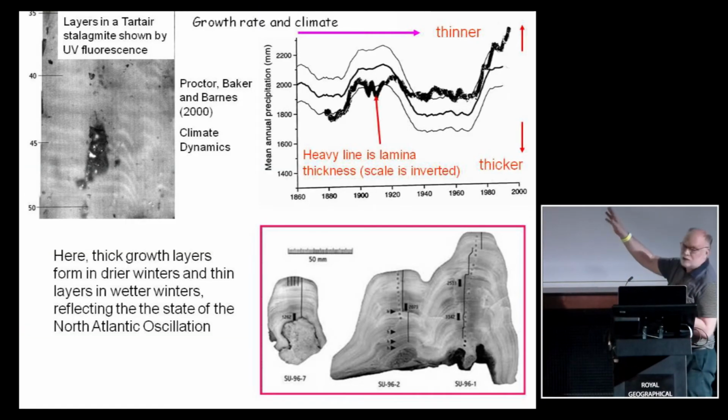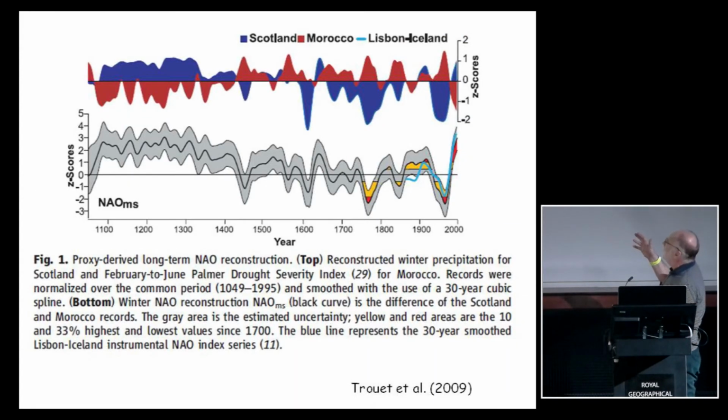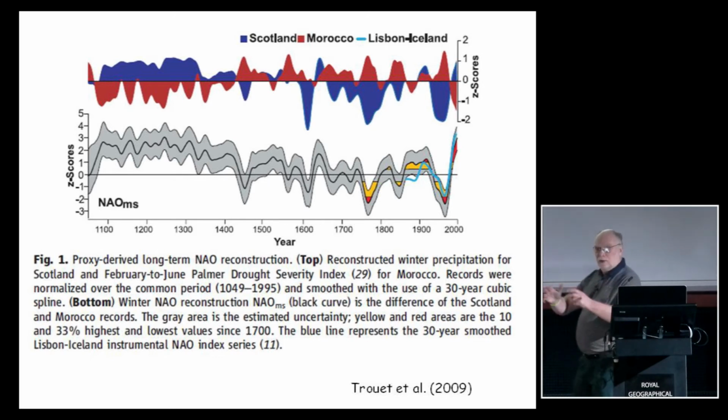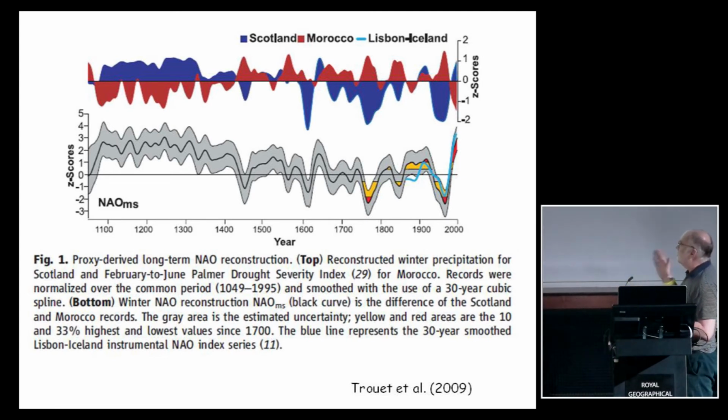Here's some lovely records from these slow-growing stalagmites in northwest Scotland. It turns out that the rate at which they grow is in inverse relationship to how wet it is. And Andy Baker and Chris Proctor ended up with this fantastic record showing how those variations went with time. And they were an exact mirror image of the rate at which trees grow in Morocco. And it's because of something called the North Atlantic Oscillation, which controls how dry and cold things are in Britain in the winter, and conversely in southwest Europe. So that was a lovely record.